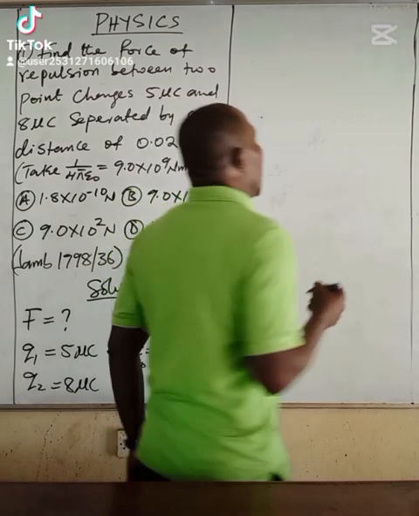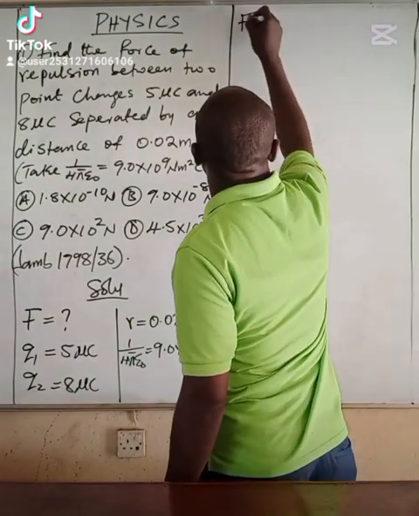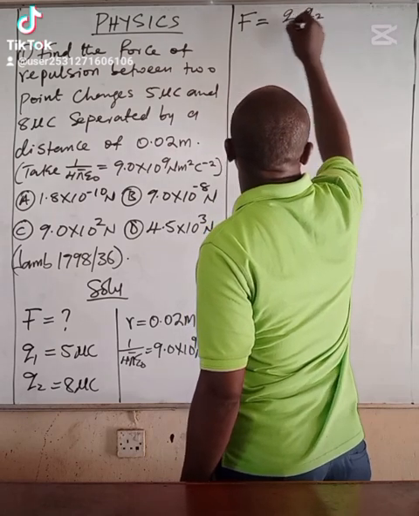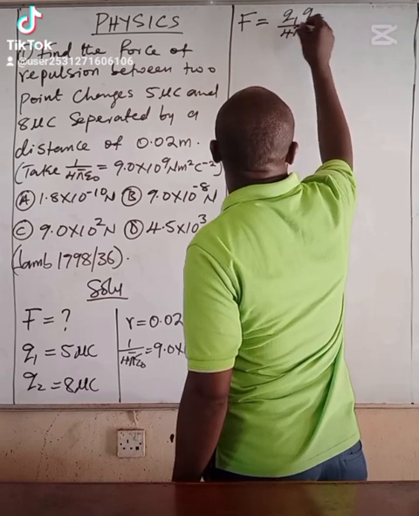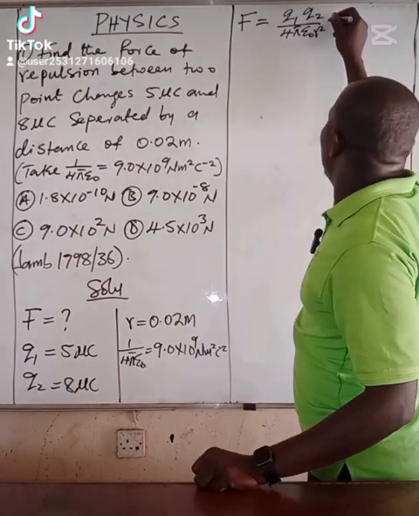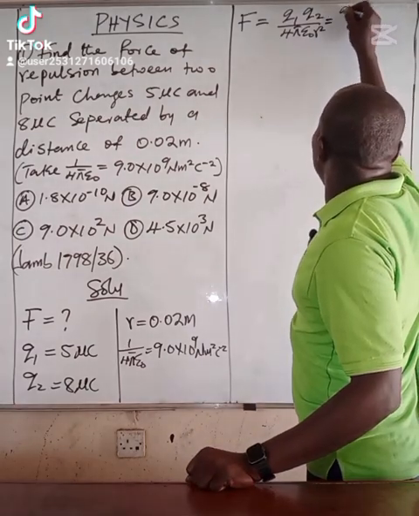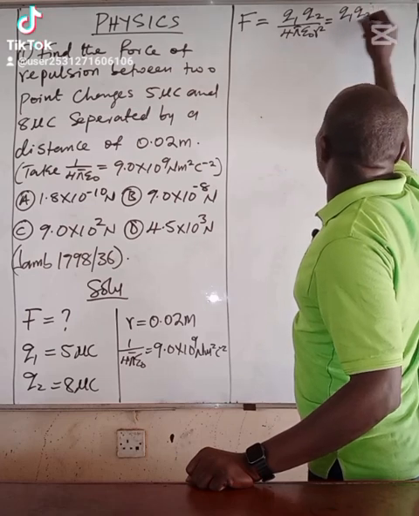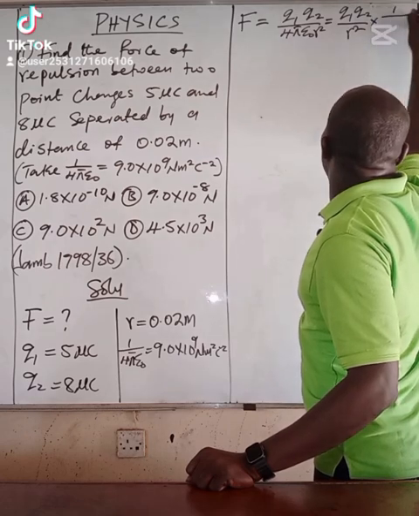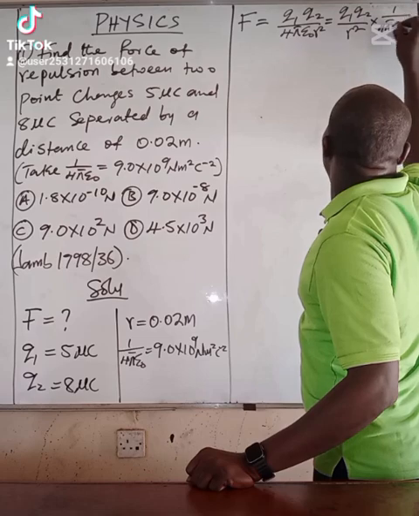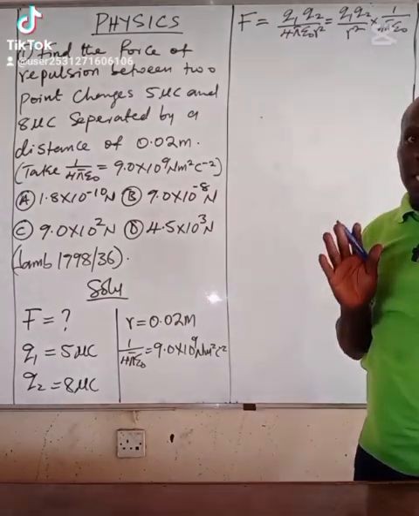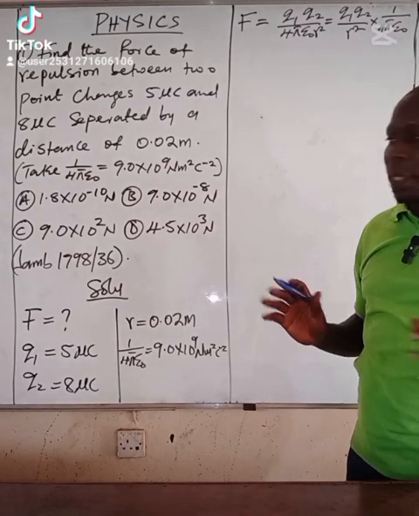So remember, our formula says that F is equal to Q1 Q2 all over 4 pi epsilon naught R square. Now, there's something I'm going to do to make it simpler. I'm going to say Q1 Q2 all over R square, multiplied by 1 all over 4 pi epsilon naught. This and this are still the same. I just want to do it for simplification purposes, okay?